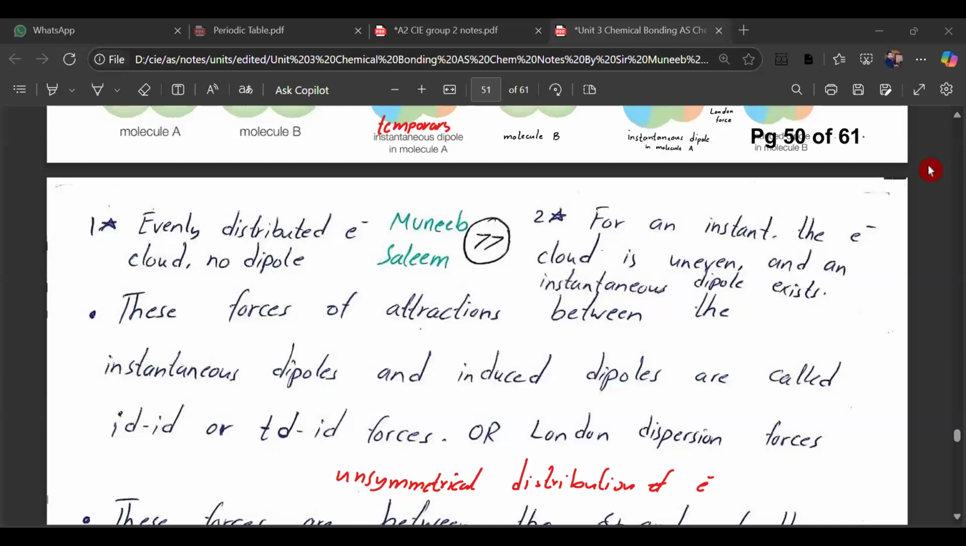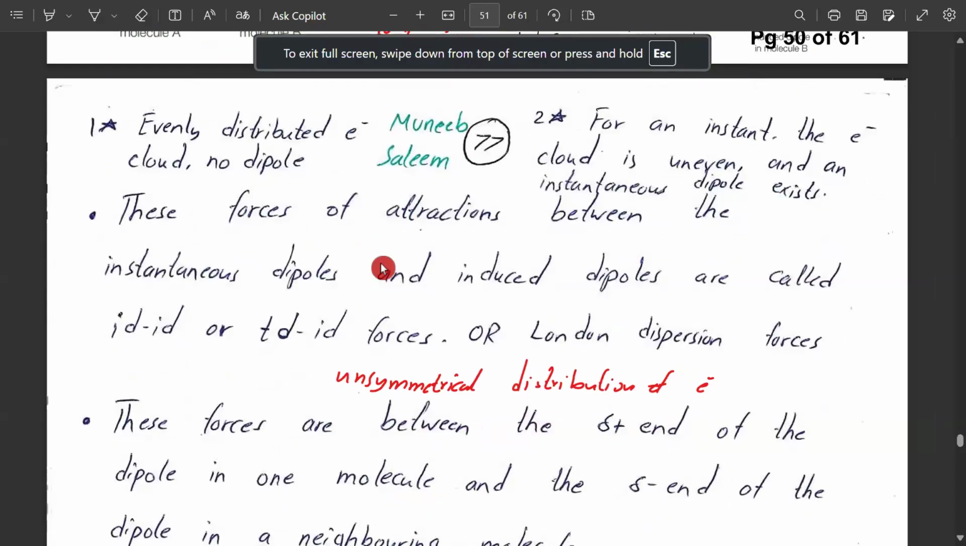Sir, are you sharing your screen? Wait, I think I am sharing. Who cannot see it? Sir, it says here it's not showing. Your screen isn't sharing for both of us. Sharmeen, you also cannot see it? Yeah, I cannot see it.